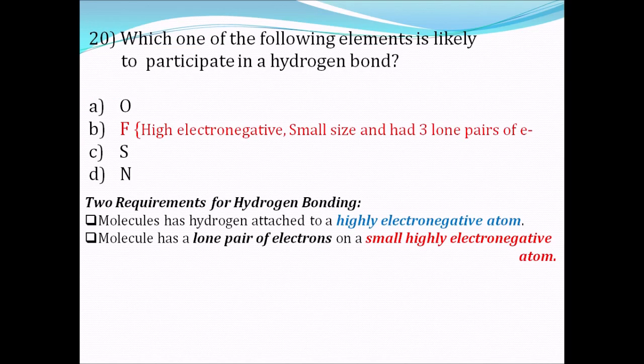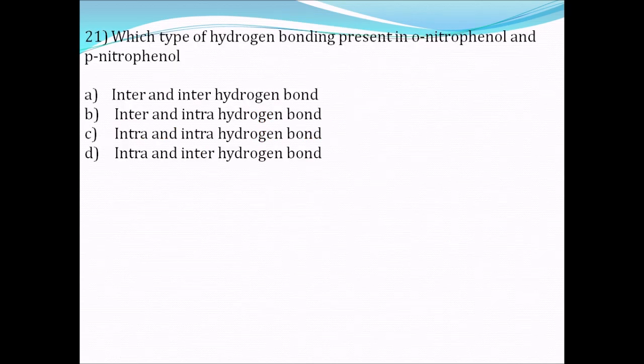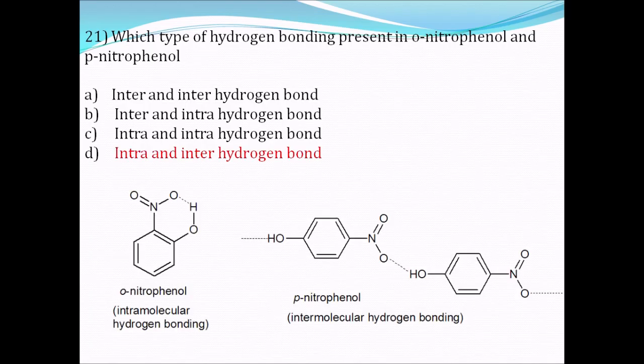Which one of the following elements is likely to participate in hydrogen bond? We know that fluorine, being highly electronegative, small in size and having 3 lone pairs, is likely to participate in hydrogen bond. Which type of hydrogen bond is present in orthonitrophenol and paranitrophenol? And you observe in orthonitrophenol, the hydrogen bonding is intramolecular, means within the molecule. In paranitrophenol, the hydrogen bonding is between two nitrophenol molecules.